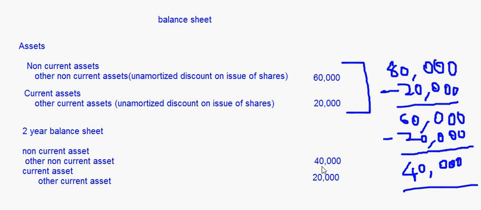Right? In fourth year, it will be current assets 20,000, and that 20,000 will be written off in the next year, that is the fifth year. So the whole loss will be written off in 5 years. Each year 20,000 rupees. Okay? So that is how we write off the loss.